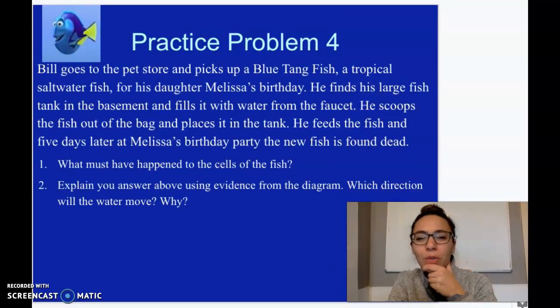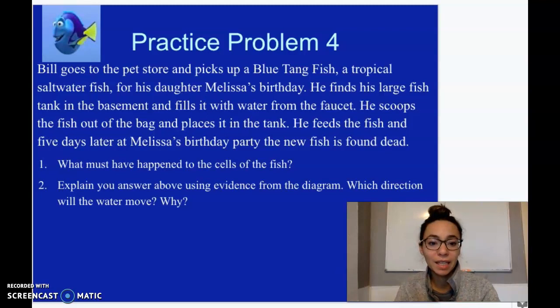All right, Bill goes to the pet store, picks up a blue tang fish, a tropical saltwater fish, for his daughter Melissa's birthday. He finds his large fish tank in his basement and fills it with water from the faucet, right? So not salt water. He scoops the fish out of the bag, places it in the tank. He feeds the fish. Five days later at Melissa's birthday party, the new fish is found dead. What happened to the fish's cells?